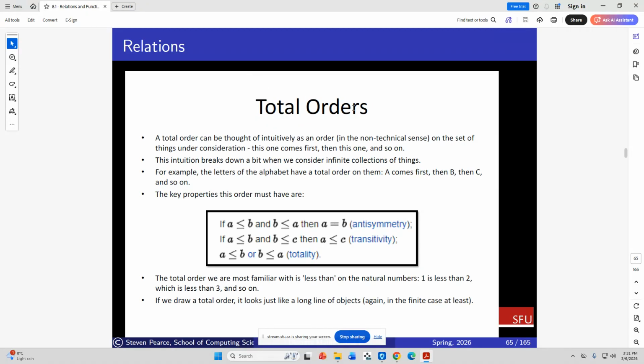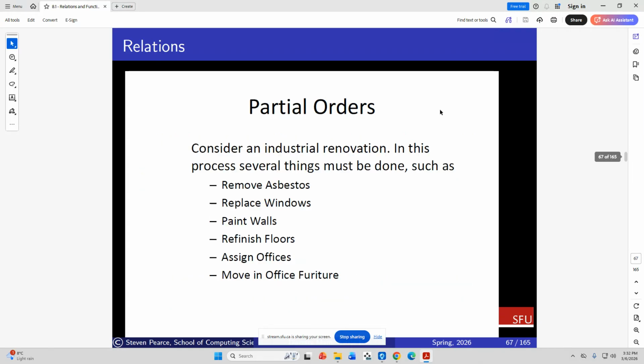And like I said already, total orders visually are just a sequence of steps, one after another, whereas a partial order is not. So for example, consider an industrial renovation. So what do you do here? You remove asbestos. You know what that is? It's cancer-causing insulation from the past decades. Replace windows, paint walls, refinish floors, assign offices, move in office furniture.